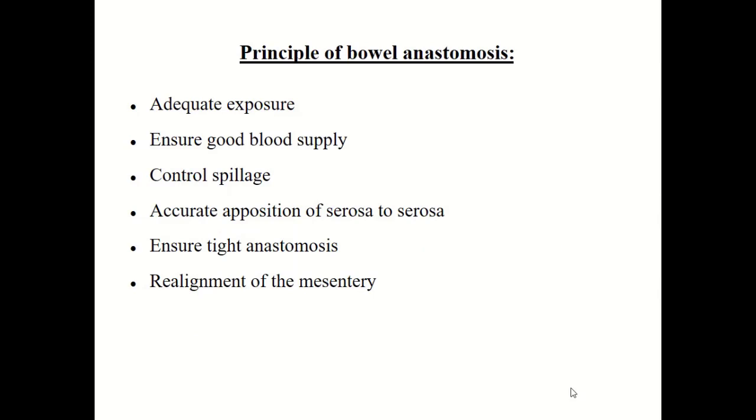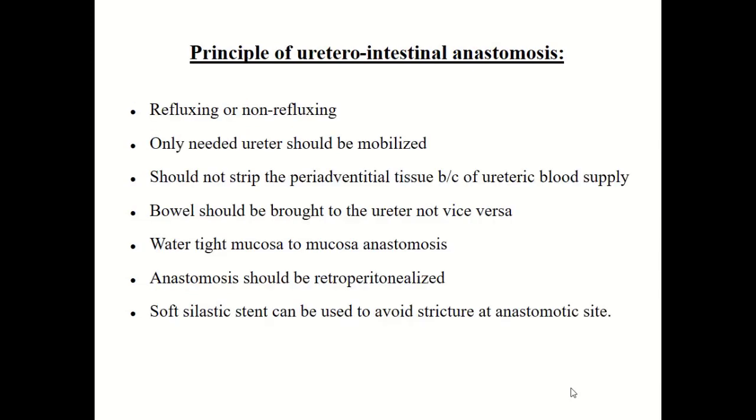Principle of the bowel anastomosis. There should be adequate exposure, ensure good blood supply of the bowel segment, control the spillage, accurate apposition of serosa to serosa, ensure a tight anastomosis without leaking of the bowel content, and realignment of the mesentery to prevent gut herniation. Principle of the ureterointestinal anastomosis.